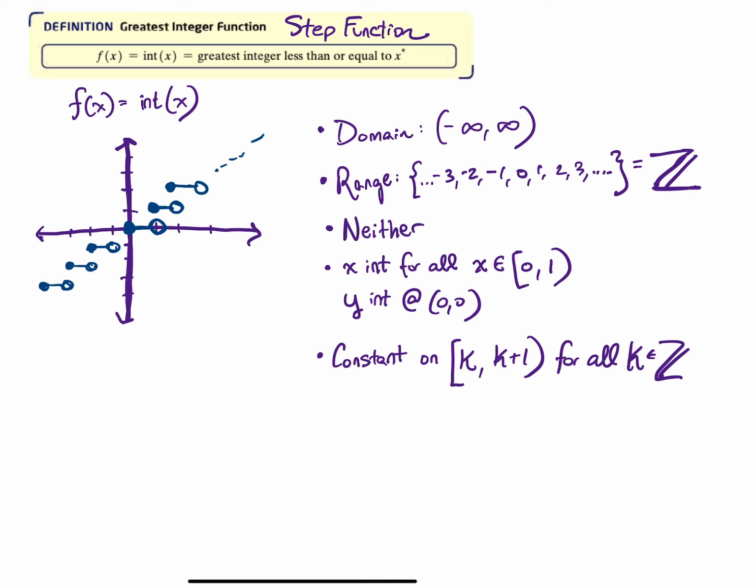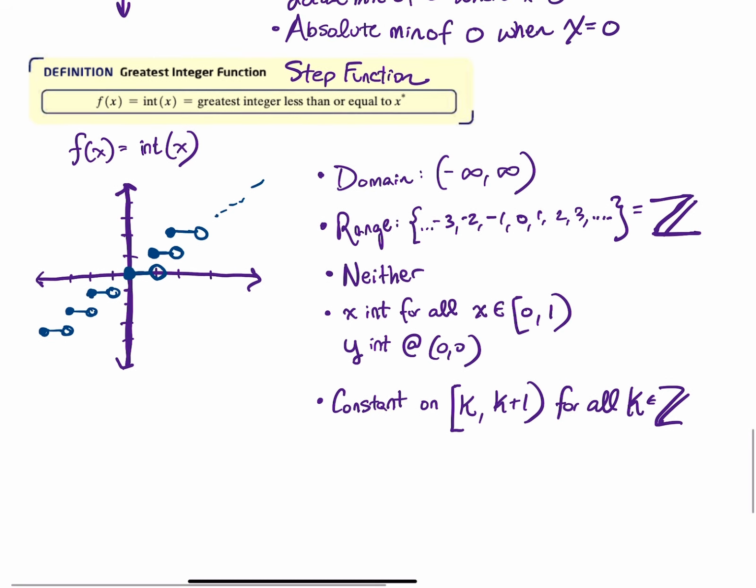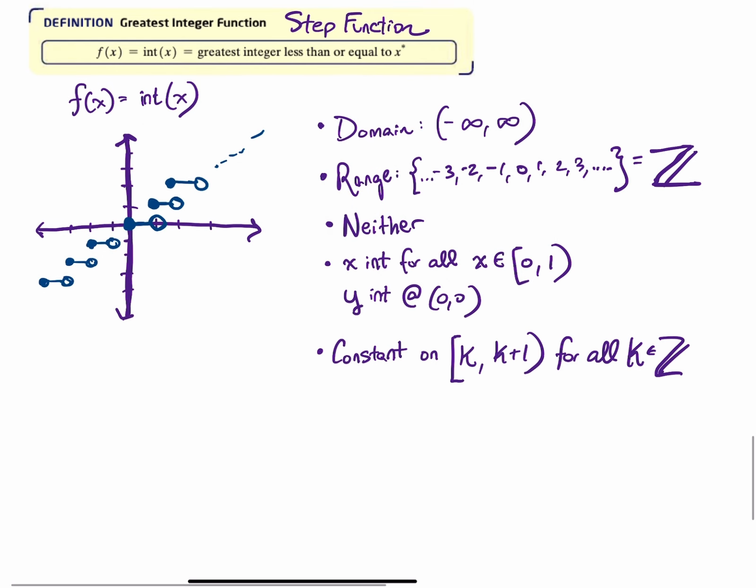So for instance, when k is 2, from 2 to 3, not including 3, it's constant. Or from 1 to 2, not including 2, it's constant, and so on. So this actually captures all of those intervals. Interesting. All right. We won't really use this function that much, but it's cool to think about these properties.